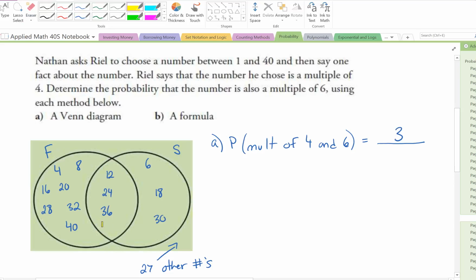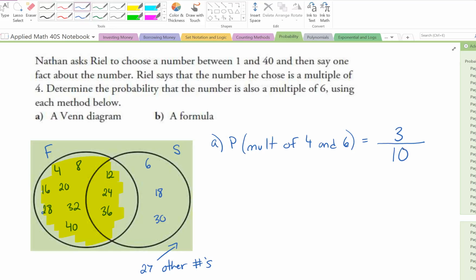But in terms of what all the numbers are, we're looking at all the numbers that are a multiple of 4. So you're just looking for these ones. This is representing your denominator, your total number of outcomes. So how many outcomes do we have there? We've got 10.